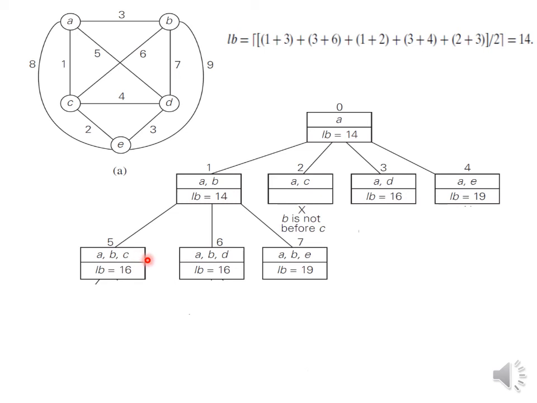In a similar way as we did the lower bound computation, we need to compute the lower bound here also. Let me explain one; the similar approach goes for the rest. While computing the lower bound, the mandatory edges that we have to consider are AB as well as BC.